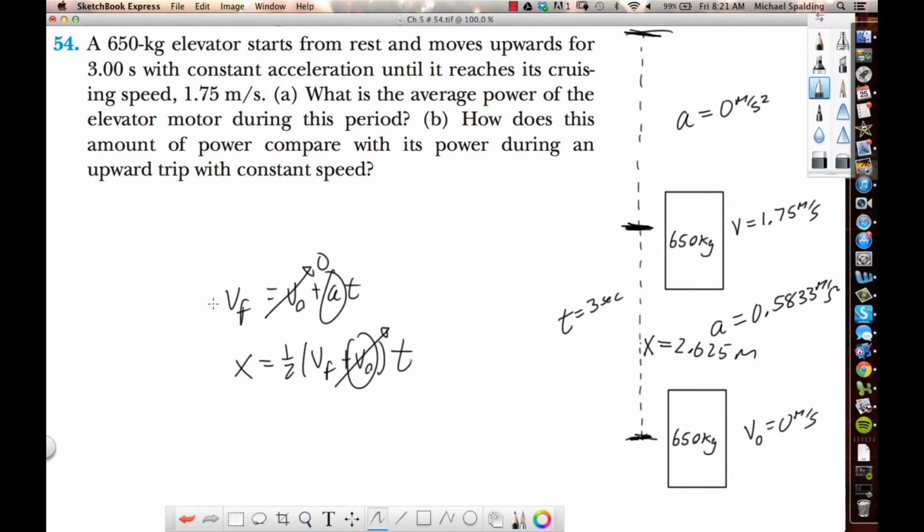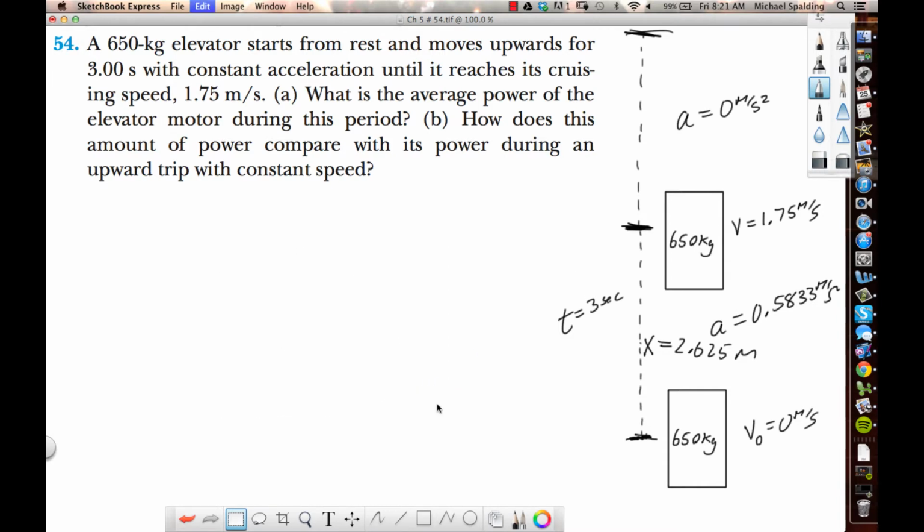Now I'm going to show you two ways that you could solve part A. What is the power of the motor during the acceleration period? So let's look at power this way. So there's two ways to look at power. You could say power is work per time, and then what's the other way you could look at power? You could say that power is what? Energy per time. Both of those are joules per second, right?